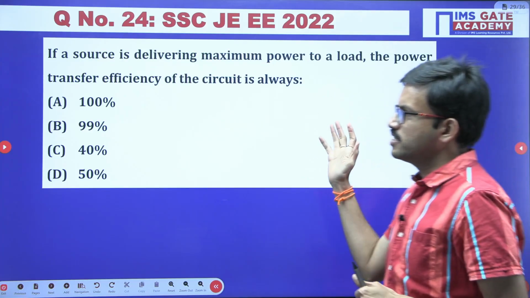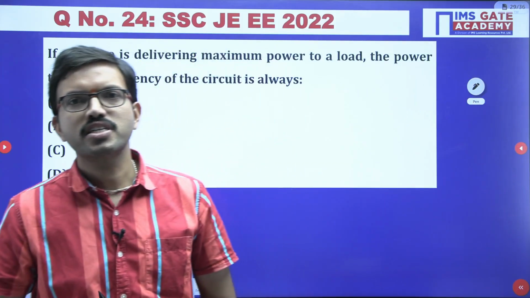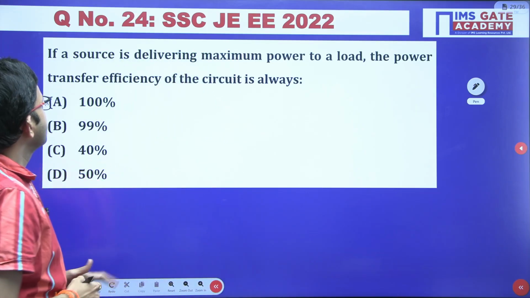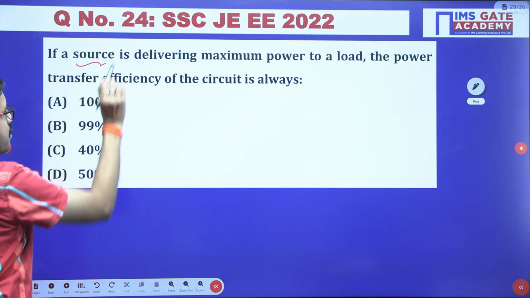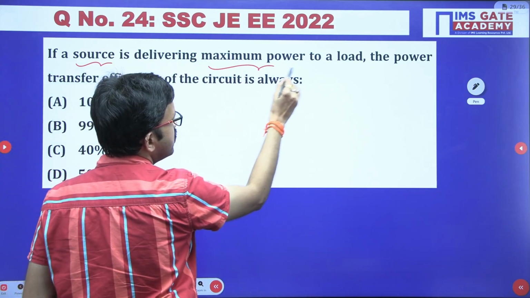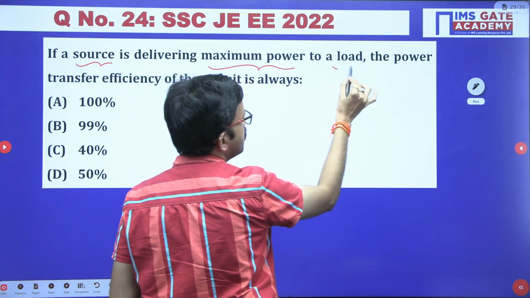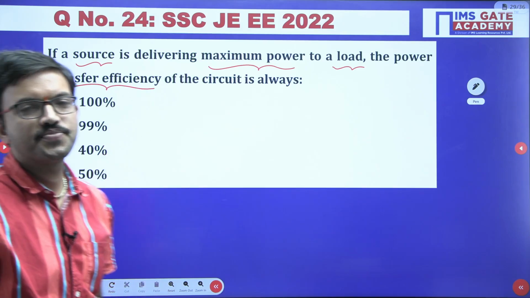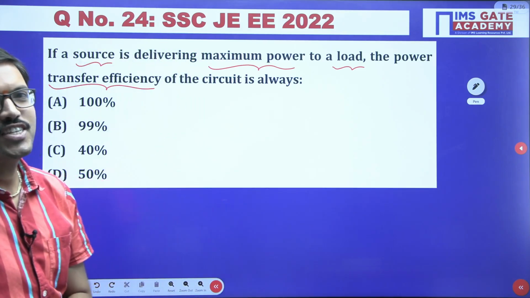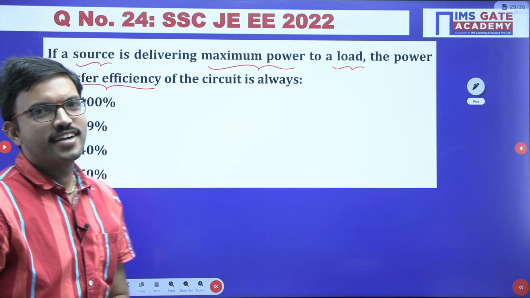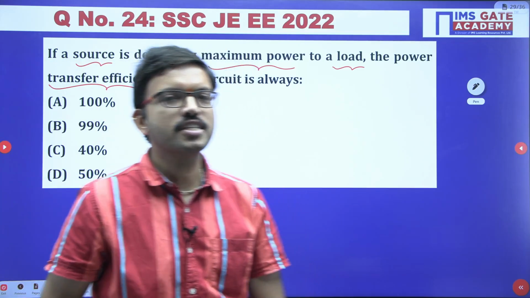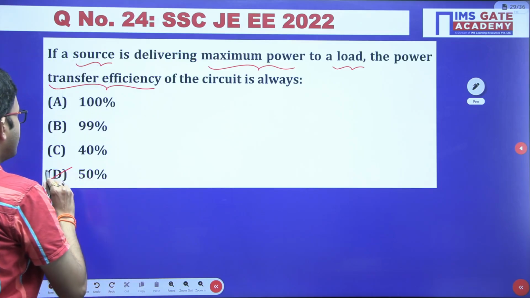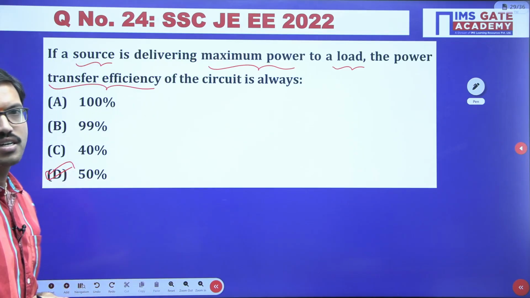All of you give a try. This is a question based on the maximum power transfer theorem with respect to efficiency. If a source is delivering maximum power to a load, the power transfer efficiency of the circuit, how much? Some of you are saying 100%. No. When you are using the maximum power transfer theorem, efficiency at maximum power is 50%, right? Option D is the correct one.